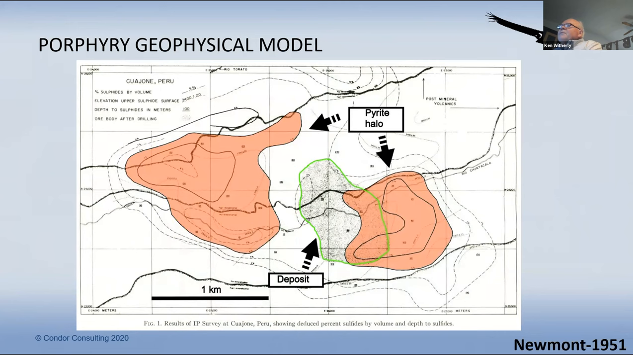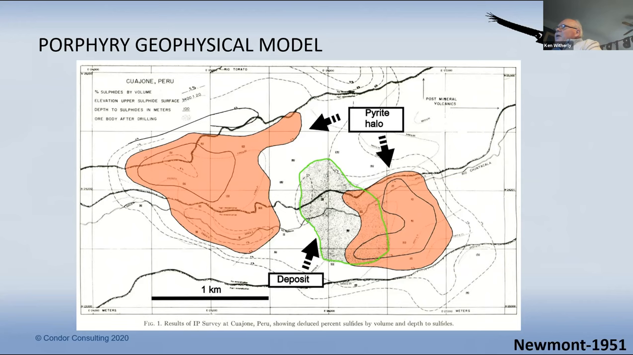And you can see here the outline in green of the deposit and around it the pyrite alteration halo that has now become part of what we understand as the characteristic signature of many porphyries, not all of them.